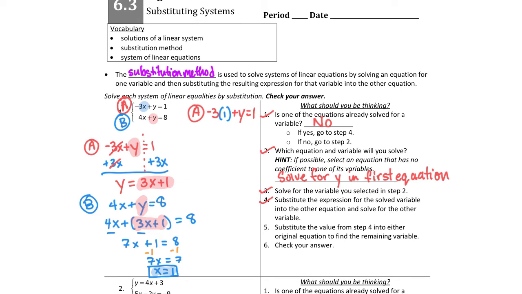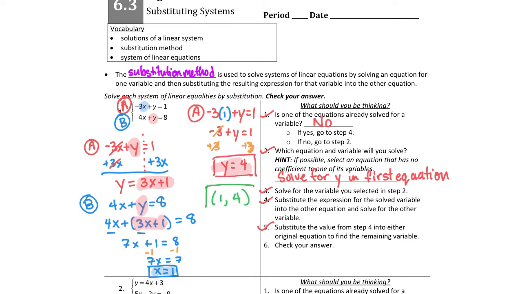I do that by just multiplying 3 times 1 is 3, plus y equals 1. I'm going to add that 3 to both sides because that's the opposite of -3, and it looks like my y equals 4. That's step 5. My final step is to check my answer.